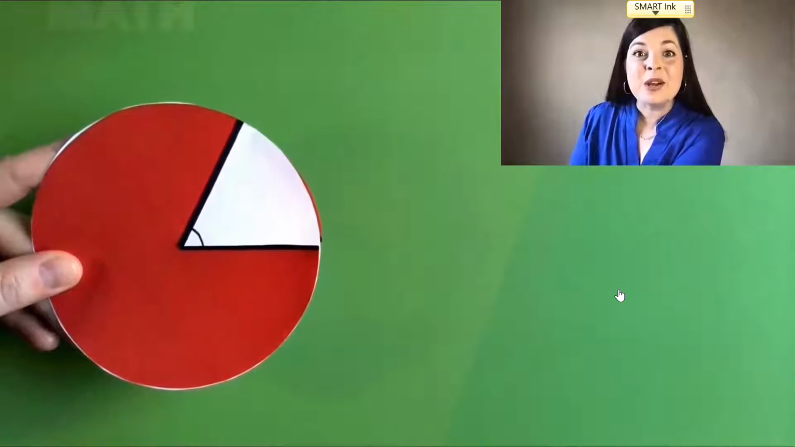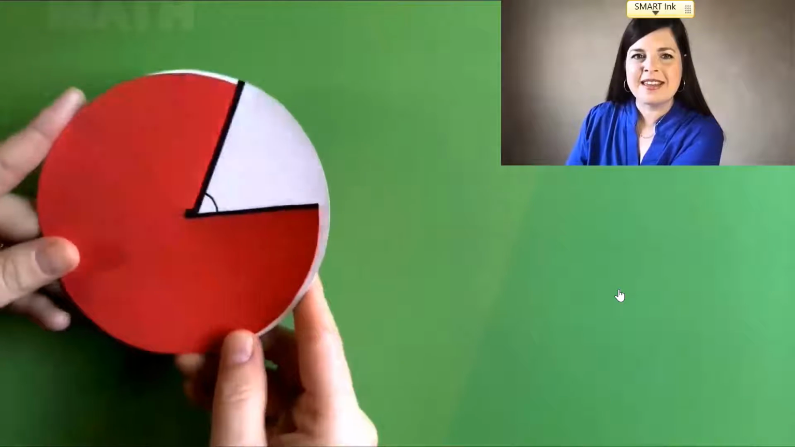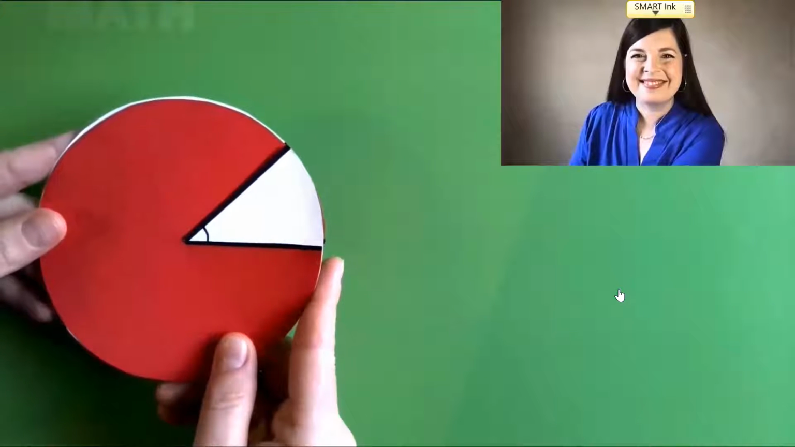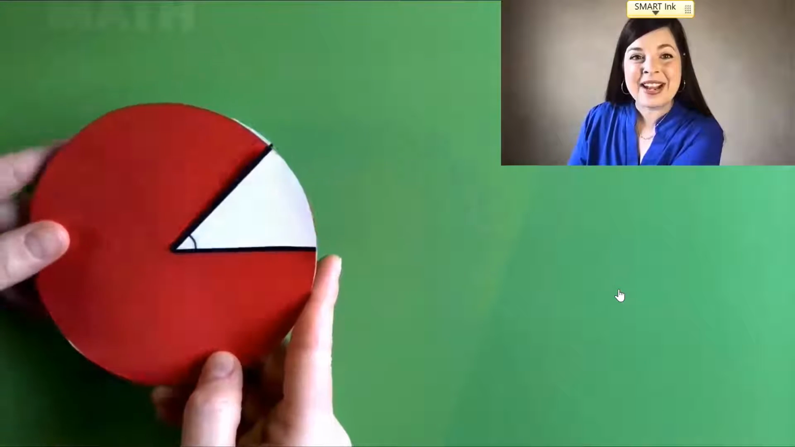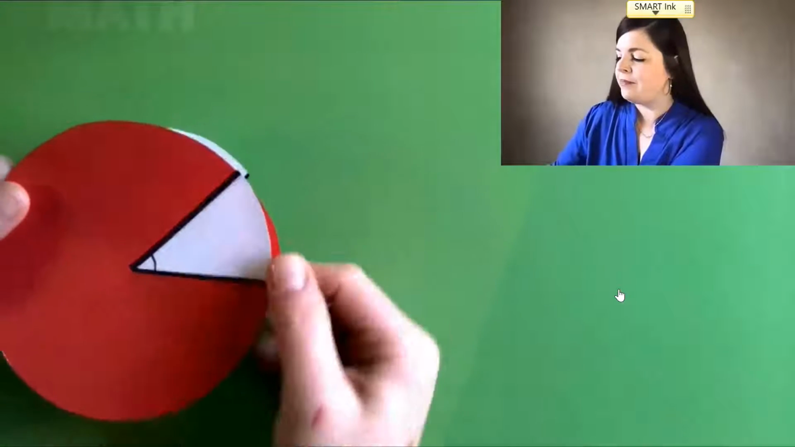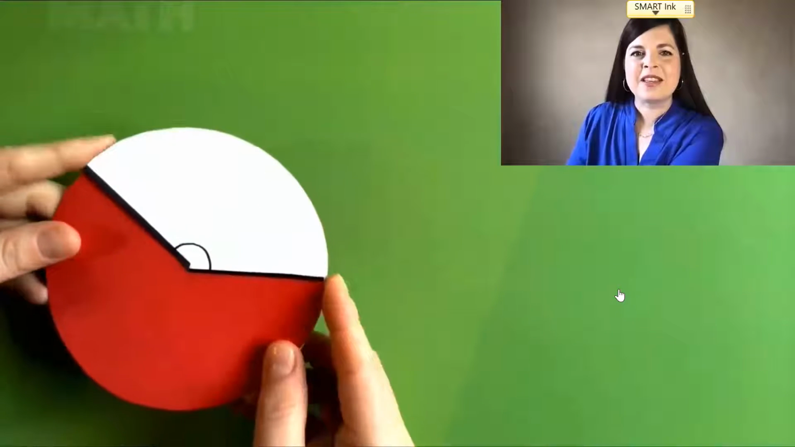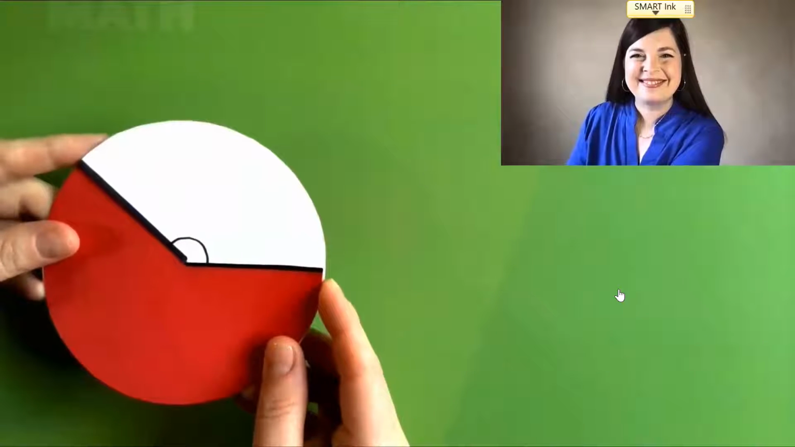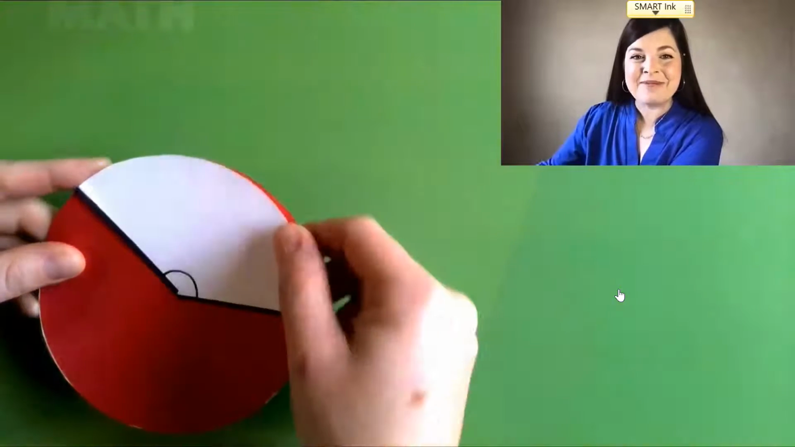Great. So let's make some angles. Make an angle with me. Make this one. What kind of angle did we make? It's an acute angle. Great. Let's make another one. What about this one? And what kind of angle is it? It's an obtuse angle, right?